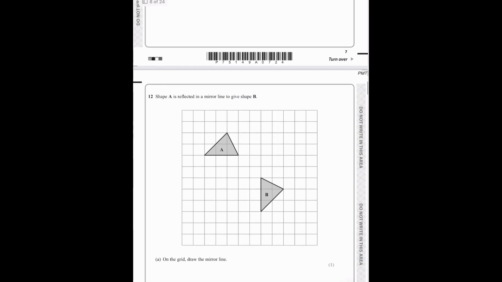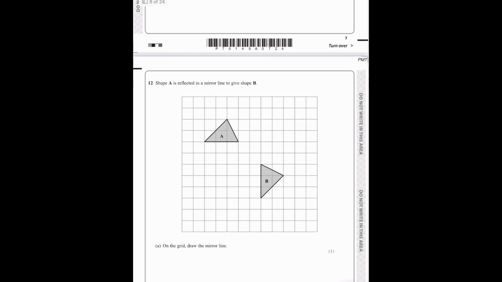Shape A is reflected in the mirror line to give shape B. On the grid, draw the mirror line. So we're going 1 across, 2 across, 1 down, 1 down. So the line is going to be here, going through this point here, and you would use a ruler, unlike me, to draw your line.